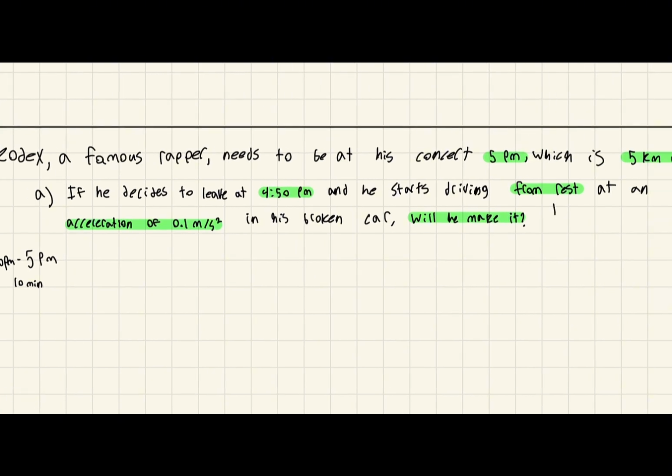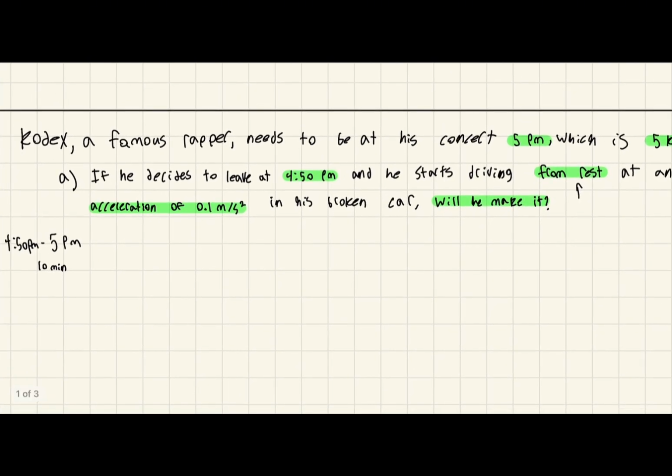We know that he's starting from rest. So what does that mean? Starting from rest is always important to note because that means the initial velocity is equal to 0 meters per second. We know that his acceleration is 0.1 meters per second squared. So we can write that acceleration is equal to 0.1 meters per second squared.